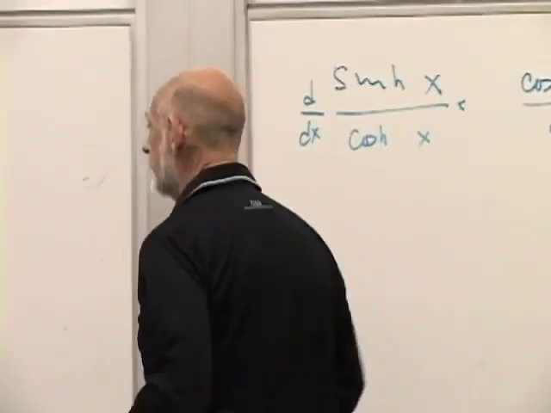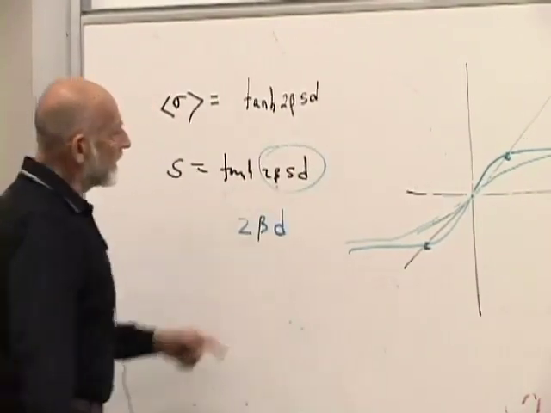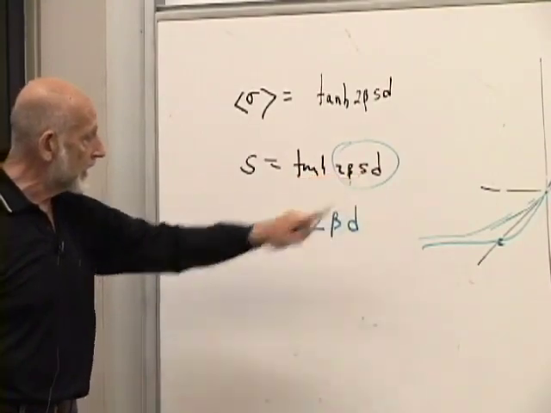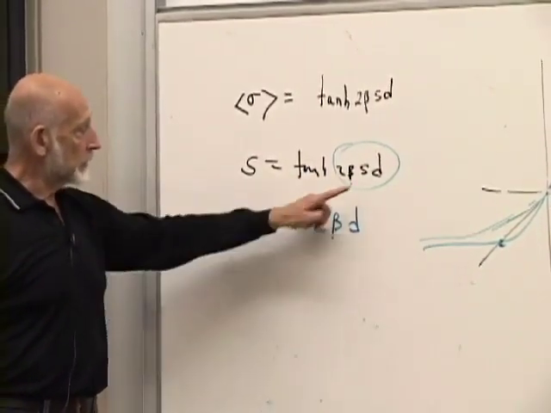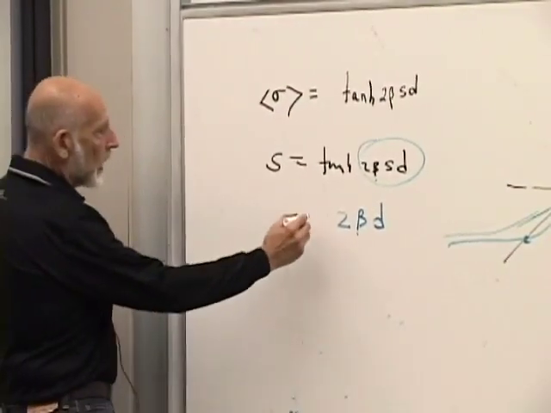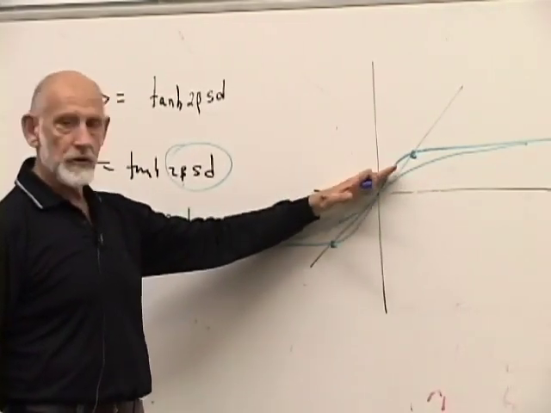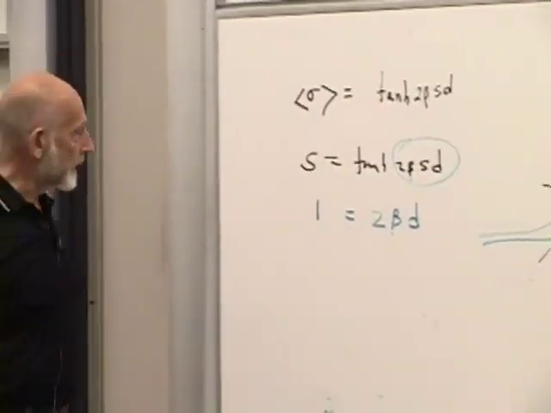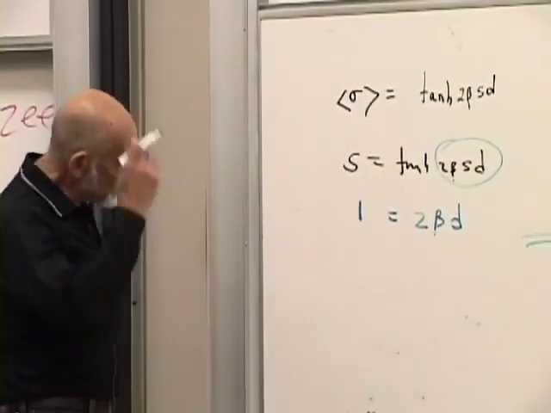That's the derivative of the tanh with respect to the argument here, but then we have to differentiate the argument with respect to s, and that will give us a 2 beta d. So that's where the 2 beta d comes from. The derivative of this with respect to s at the origin is 2 beta d. And when that becomes equal to 1, in other words, when the derivative of this curve just matches, just kisses the 45-degree line here, that's the critical point, or that determines the critical temperature.